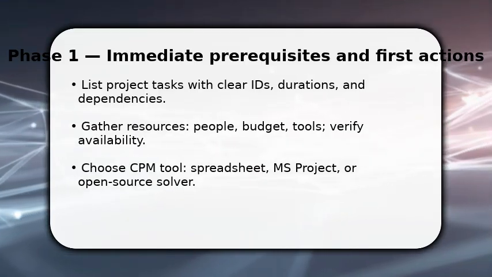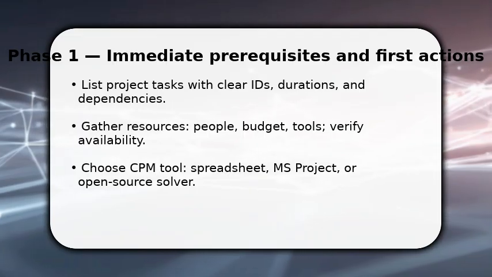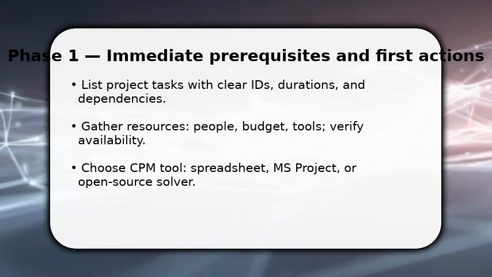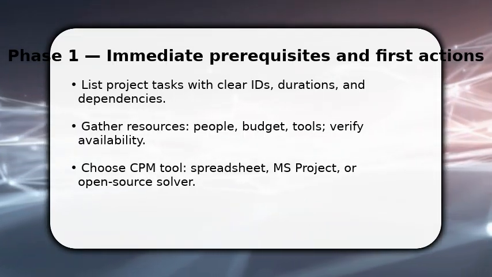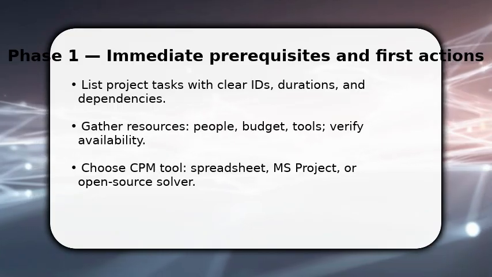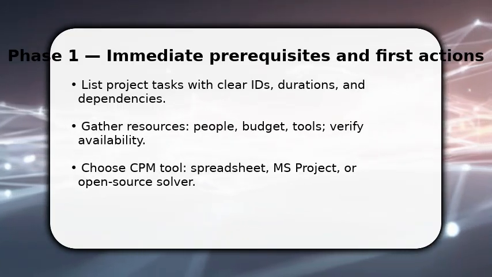Then pick a CPM tool. A spreadsheet is fine for small projects, while MS Project fits complex schedules. Make sure to standardize time units and include buffer rules. This prevents calculation mismatches later.